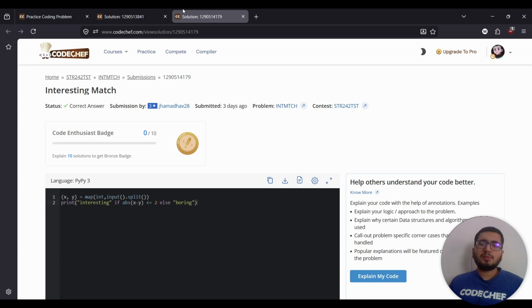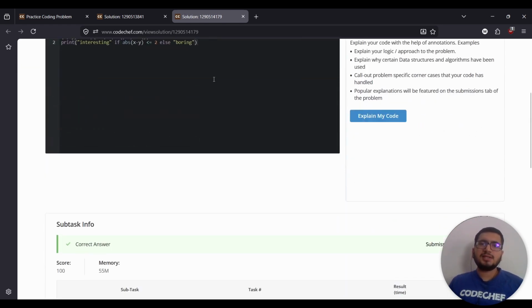Let's see how we can implement this in Python. Again, we take the input of X and Y and we check if the absolute difference is less than or equal to 2. We print interesting, otherwise we print boring. And as you can see, I have AC in the Python implementation as well.